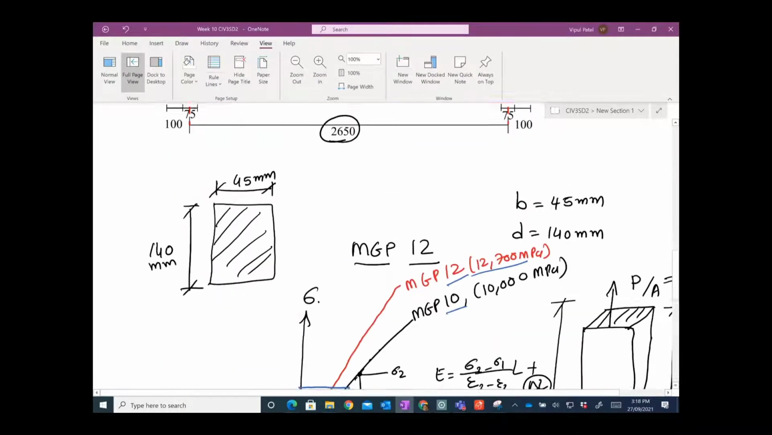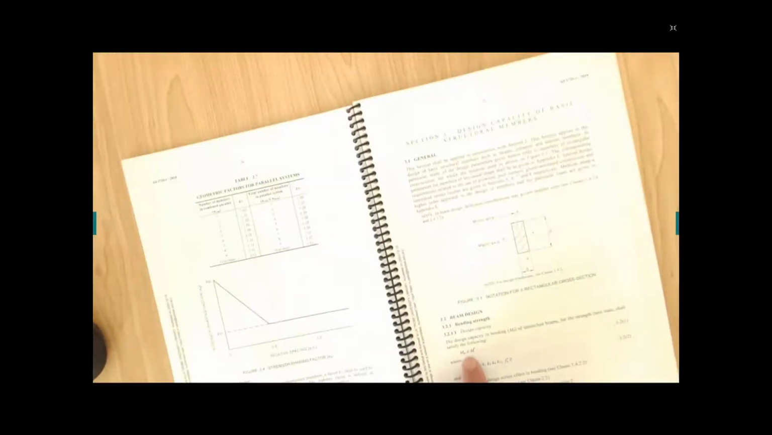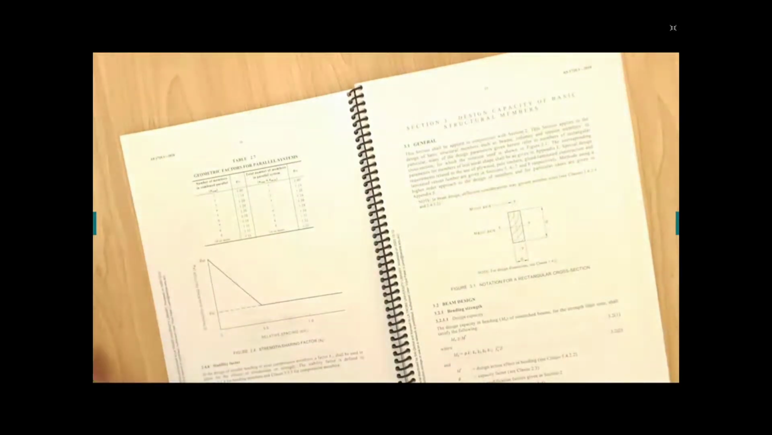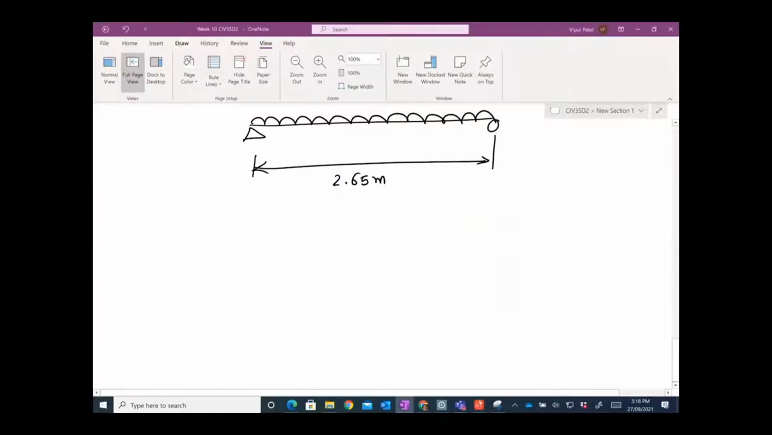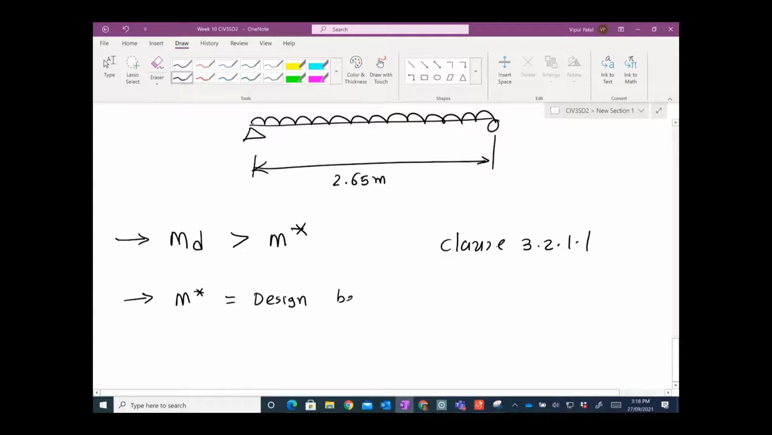All right, now let's move on. We have an equation here. That equation is this one. We're going to use M_d greater than or equal to M star. So we have, the M_d capacity should be greater than M star, right? And that is coming from clause 3.2.1.1.